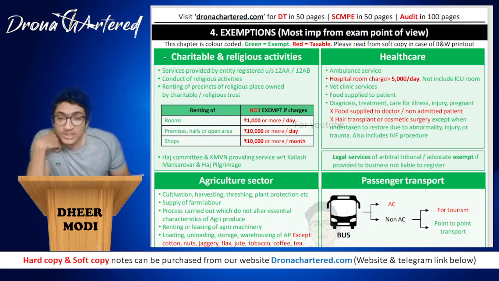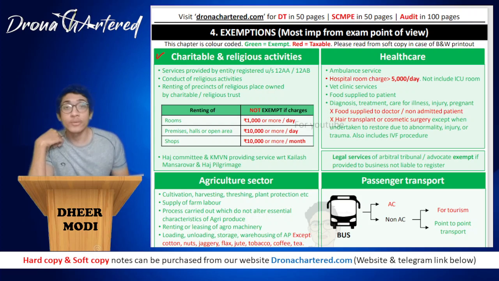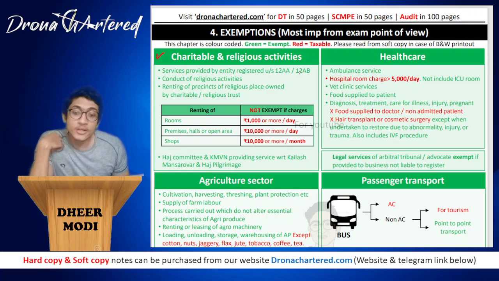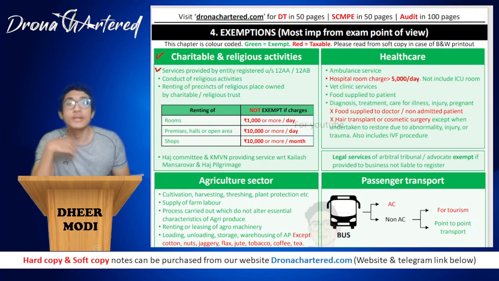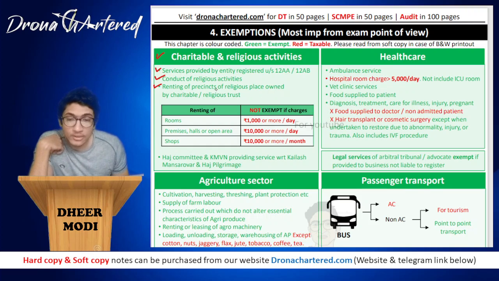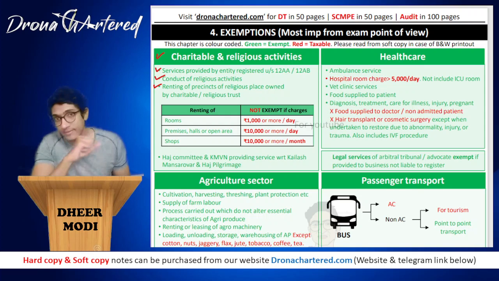Okay, so first we'll start with charitable and religious activities. For charitable and religious activities, any service provided by an entity registered under section 12A or 12AB, remember you study this in income tax under the trust chapter. I have put a chapter for trust also under DT. So services provided by entities under 12A or 12AB, any service that these entities provide will be exempt from GST. Any conduct of religious activities is exempt. Renting of precincts of religious places owned by charitable or religious trust. That is, if we have rented any place of theirs which is owned by a charitable or religious trust, that will be exempt.